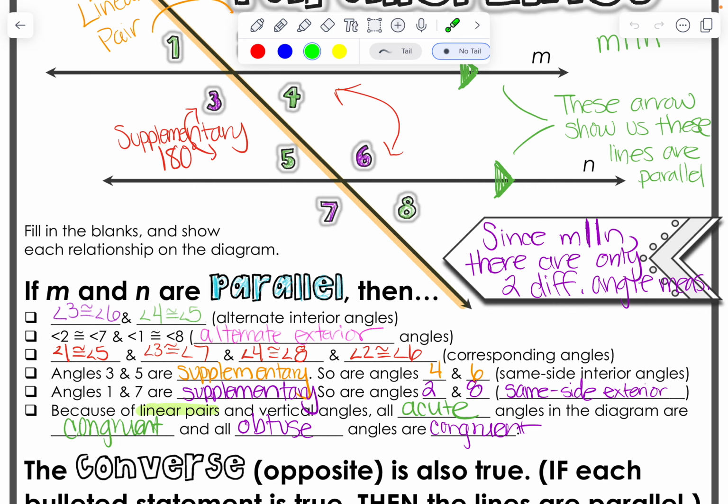And then we can also say that the converse or opposite is also true. So if each of these statements is true, then that tells us the lines are parallel. So we're going to look at a couple of examples here.